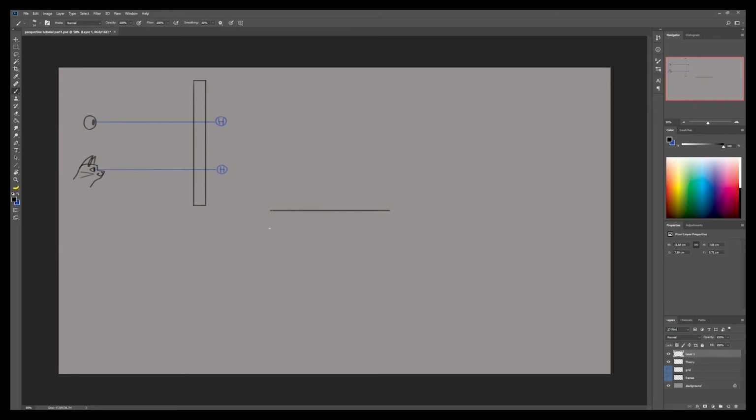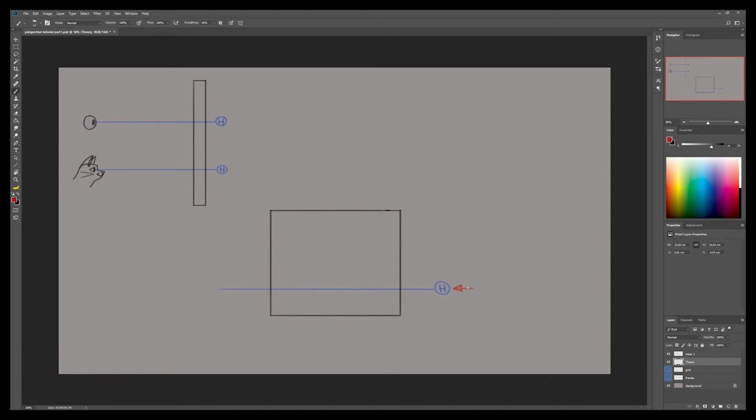Now let's add a grid to a blank canvas. We simply start out with a horizontal line, and it can be positioned at any height of your choice. I'm going to place my horizontal line at kitty height.